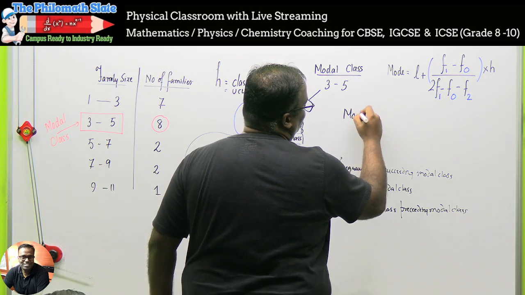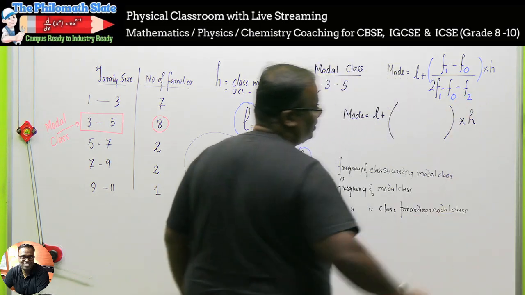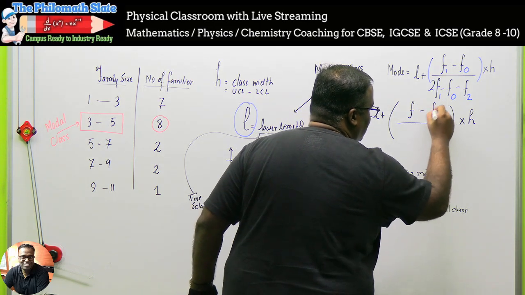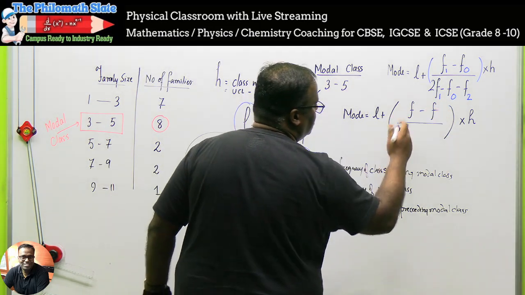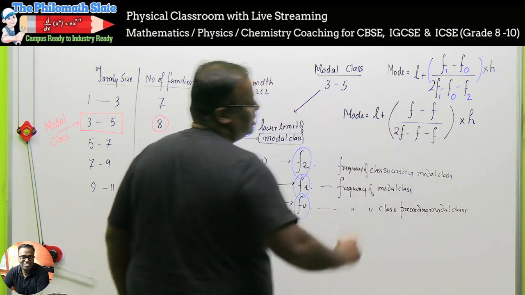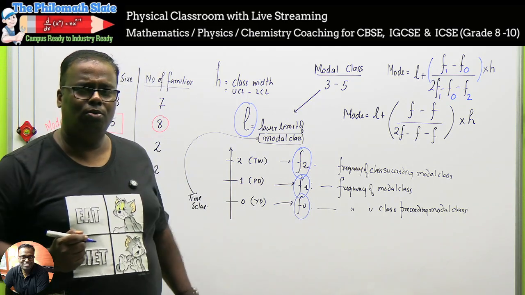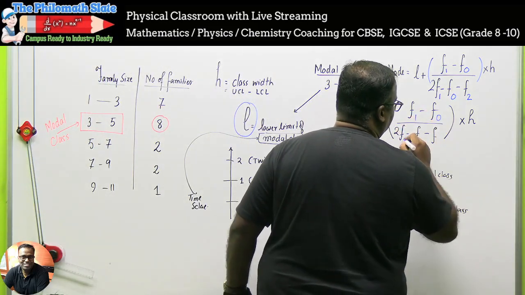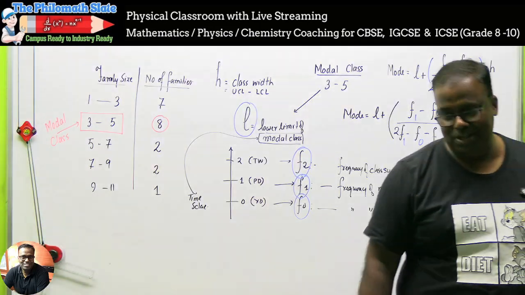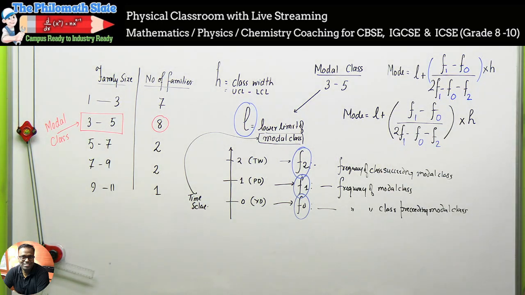Mode will always be equal to L plus something multiplied by the class height. Got it? That something is a fraction, and you should remember this: F minus F. How many F's? 2 F's. The lower one also has the same, with F minus F. And what was the rhyme? 1 0 1 0 2. If you get this rhyme right, you get full marks in the exam. So shall we calculate the mean for this?